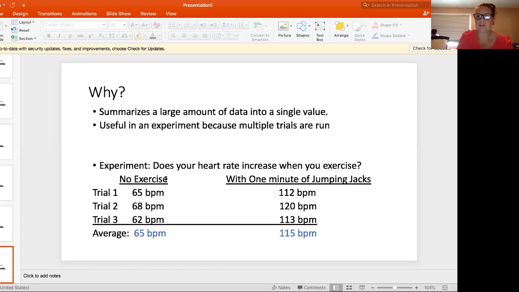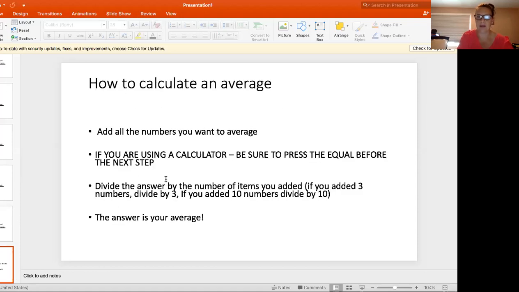So the key is to make sure you divide by how many numbers you added in order to get your average. So here's kind of a little summary of all of the steps that we did.